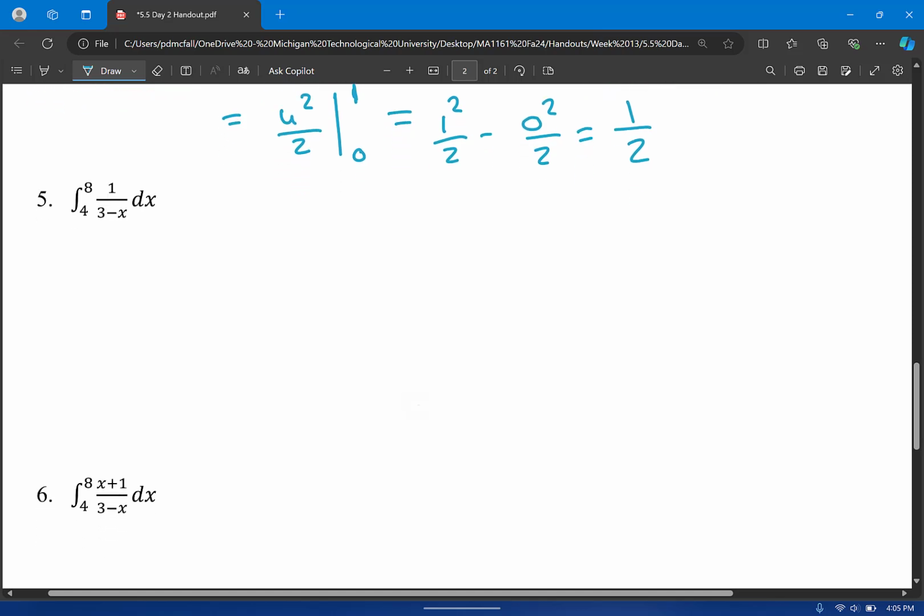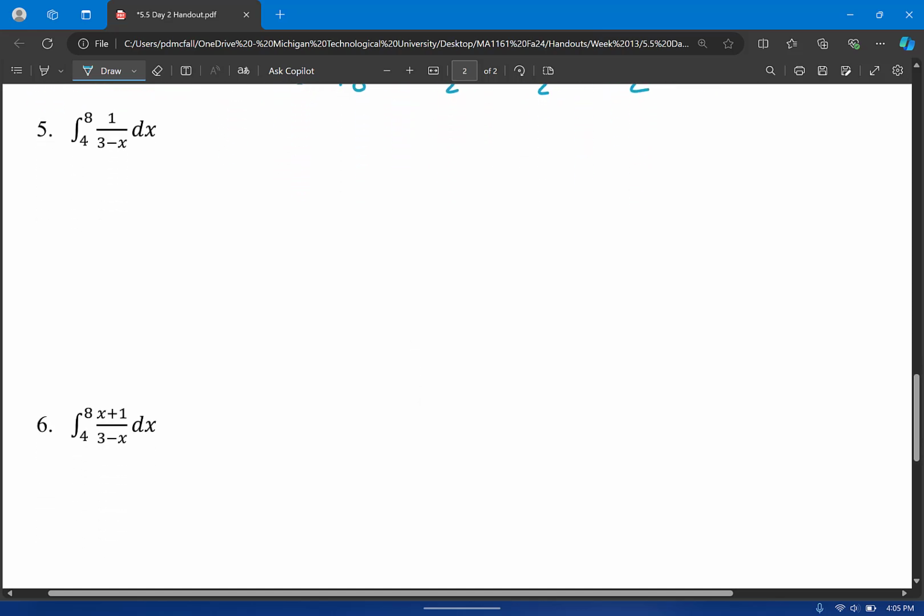All right, number 5. Again, I don't see an inner function, but it would be nice if this at least looked like 1 over u instead of 1 over 3 minus x, because I know the antiderivative of 1 over u is natural log of the absolute value of u. So let's try that out. Let u equal 3 minus x. Its derivative is -1. That means negative du is equal to dx.